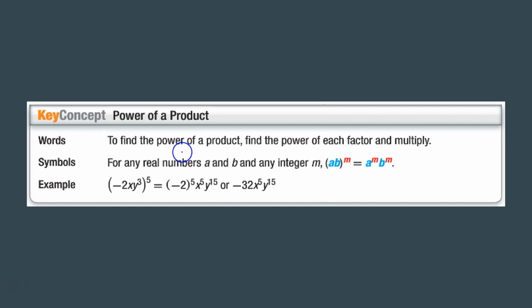To find the power of a product, we want to find the power of each factor and multiply. The way I remember this one, I think about it like the distributive property. Each item in here needs to be distributed with the exponent. So we have negative 2 to the 5th power, x to the 5th power, and y to the 15th power. We simplify that, and we get negative 32 times x to the 5th and y to the 15th.